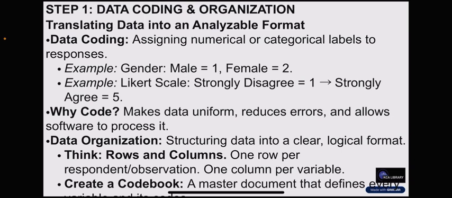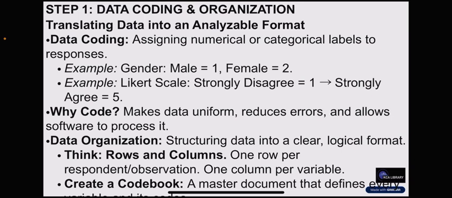With that, the researcher is able to assign numerical or categorical labels to different categories for the analysis. Why code? Because it makes data uniform, it reduces errors and allows software to process it. Now let's move on to data organization.